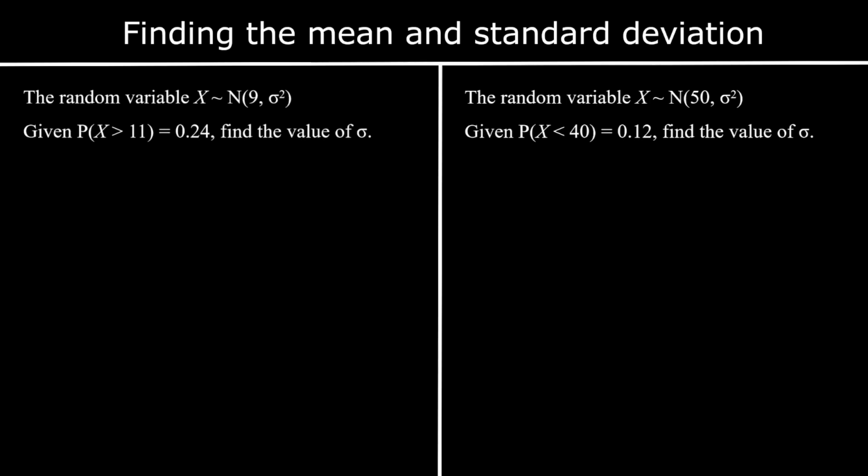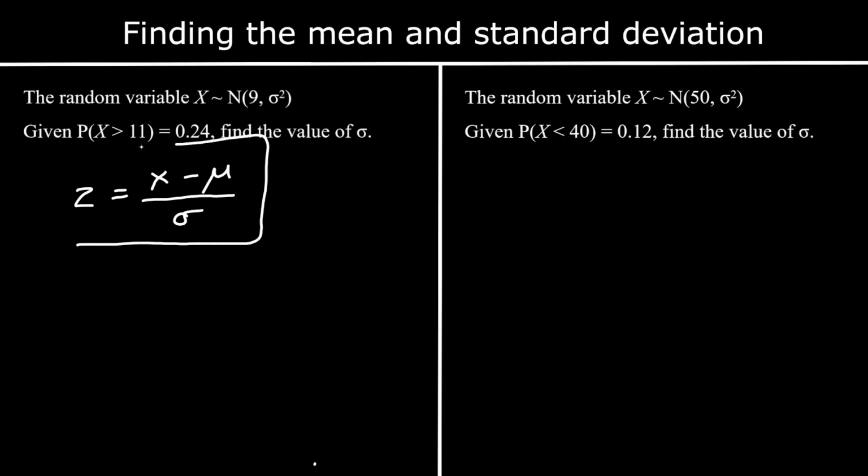In this video, we are going to be using standardized scores, so from our standard normal distribution, to find the mean and standard deviation. There's a formula we need to know to standardize a score. So the standardized score, which is Z, is equal to X, our number, minus the mean divided by the standard deviation. So this is to standardize a score.